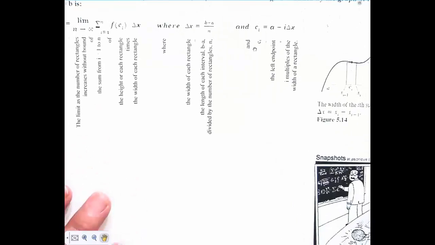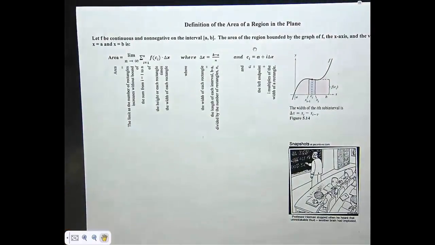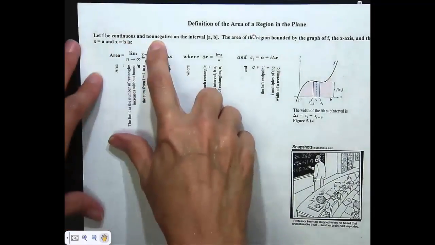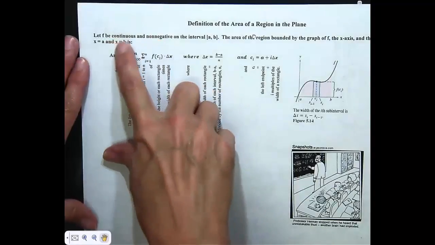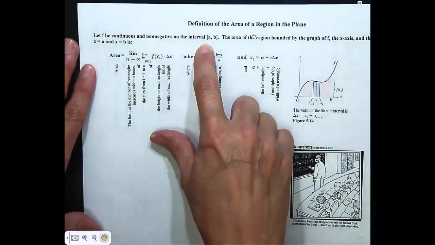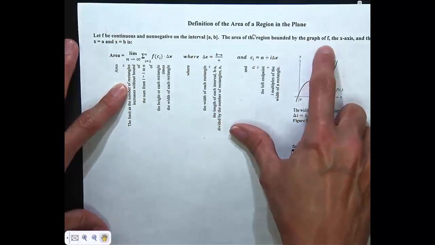And that's where this came from. That's in your notes. I'm going to make this make sense. Let f be continuous and non-negative. We're going to talk about why the non-negative later, but right now let's just talk about functions that are above the x-axis on some interval from a to b. We want to find the area of the region bounded by the graph of that function.